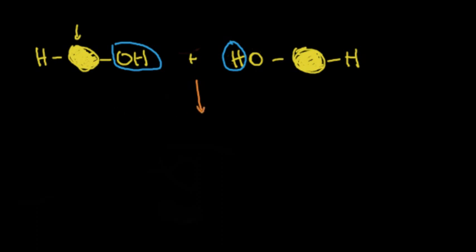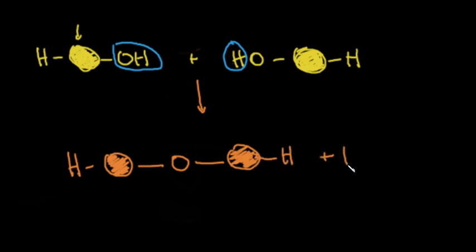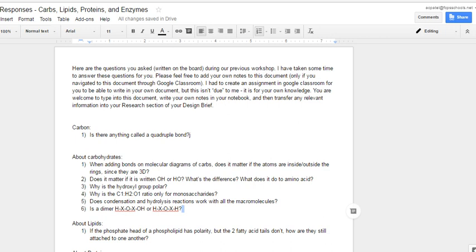And what we end up with would be something like hydrogen with this placeholder, an oxygen, a placeholder, and hydrogen, plus the water that came from this H and this OH, right? And that's a condensation reaction. We made something bigger, and water is one of our products, okay? I hope that helps, and that answers all those carb questions, and then the next one we make is about lipids.